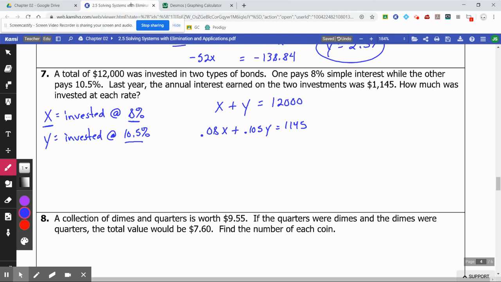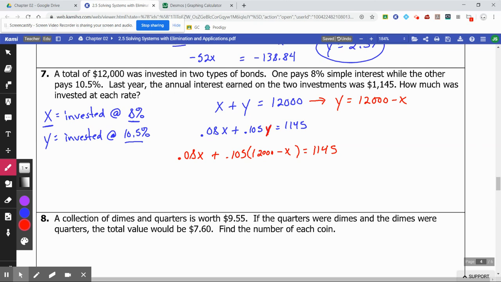Again, we can use substitution or elimination. If you want to get rid of your decimals here, here, and here, you could actually multiply everything by 1,000. I'm going to just leave it, and we'll work with it as is. I'm going to take my values up here, and I'll just solve it for Y. We get Y equals, move the X over, and you can do 12,000 minus X, or you can do negative X plus 12,000. In the place of my Y in my other equation, I'm going to replace it with that. So I now have the equation 0.08x plus 0.105 times Y is equal to 1145. And my Y value is 12,000 minus X.